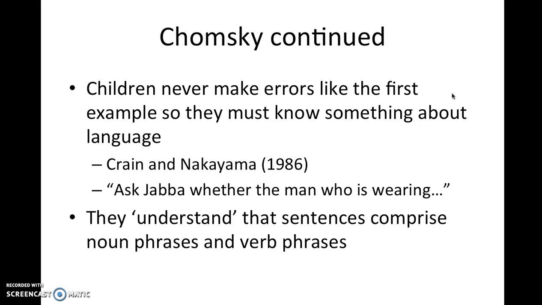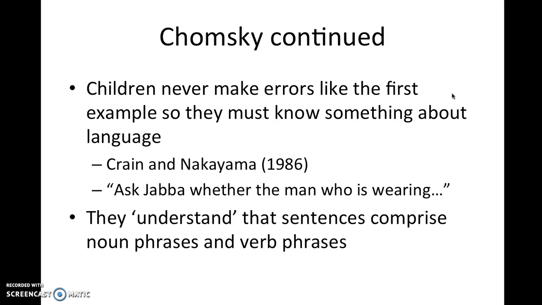And in Crain and Nakayama's classic 1986 study, they had questions very similar to this, in which they had a Jabba the Hutt puppet from Star Wars, and the kids were asked to ask Jabba, for example, whether the man who is wearing blue shorts is playing football. They were given a little picture, and asked to ask Jabba, and Jabba would answer as a puppet. And they got it right. At about 5 and 6 years of age, they would start to get these questions correct.